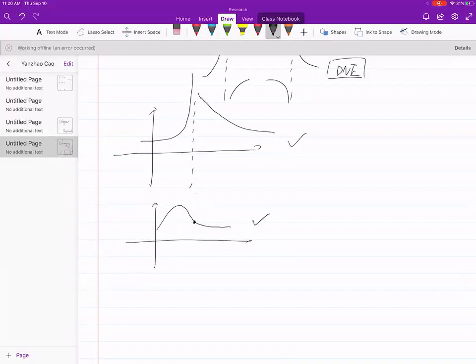Because for the limit, it doesn't matter what the rate of change is. That's for derivatives only. Exactly. Okay, so I get it.